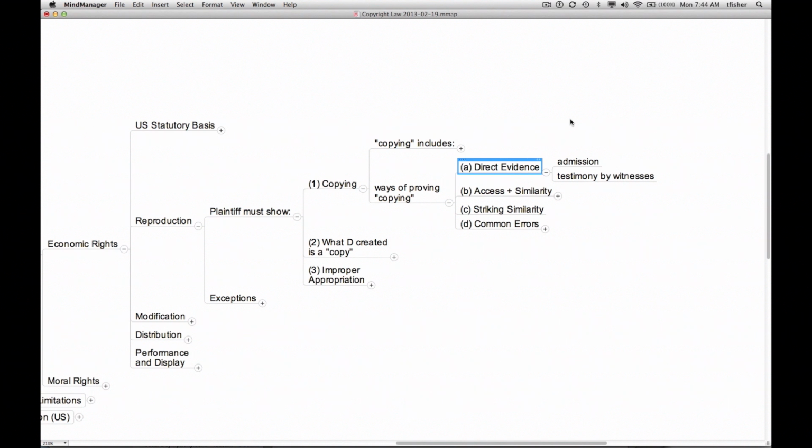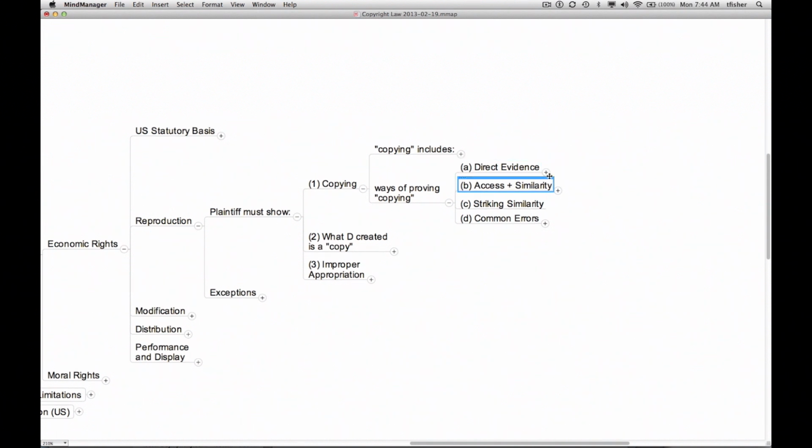Second, the plaintiff can show that the defendant had access to his work and that the defendant's work and the plaintiff's work are sufficiently similar to raise an inference of copying. For example, the plaintiff may be able to show that the defendant had the plaintiff's book on his bookshelf or received the plaintiff's screenplay in the mail.